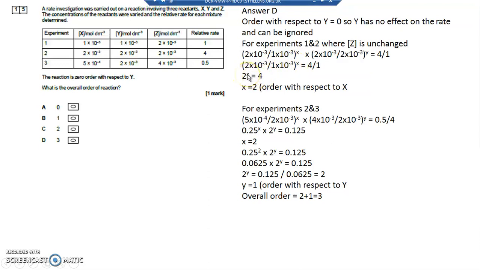What number is that? If it's a 0, then 2 to the power 0 equals 1. It's not that. If it's a 1, 2 to the power 1 equals itself, would equal 2. So it's got to be a 2. X is 2. The order with respect to x is 2.